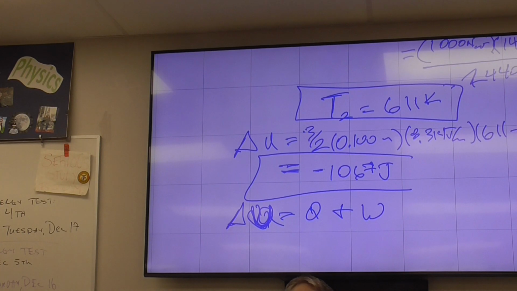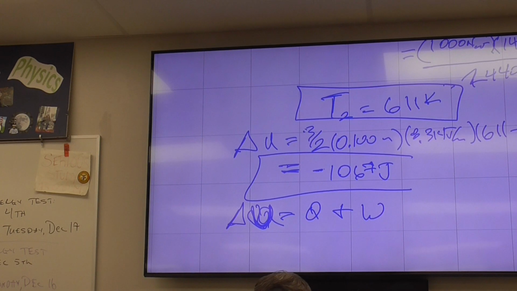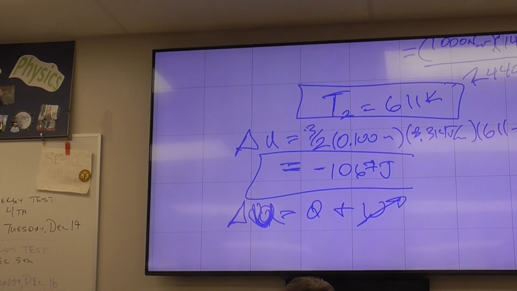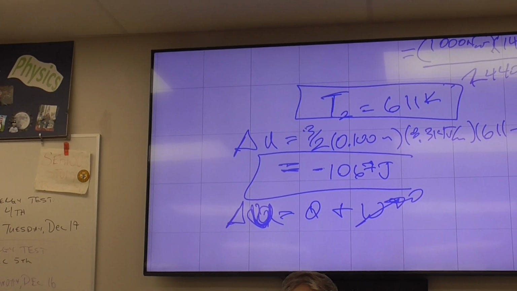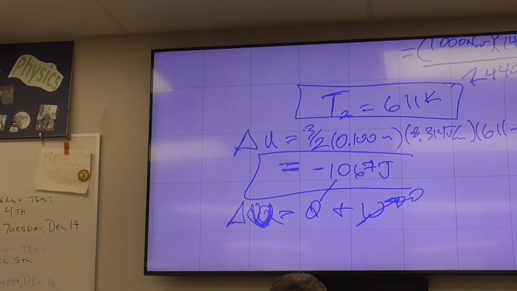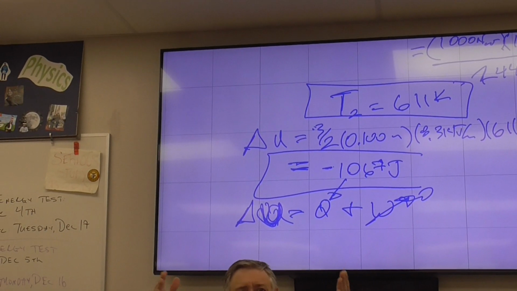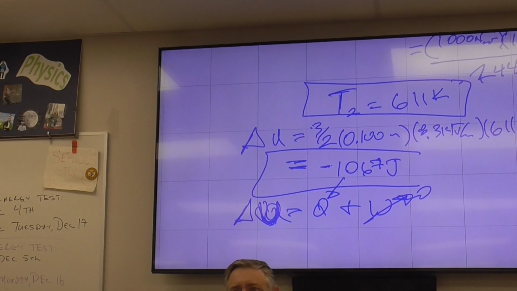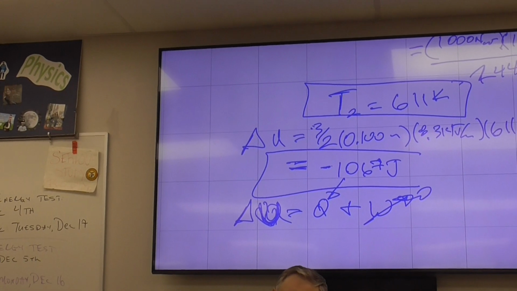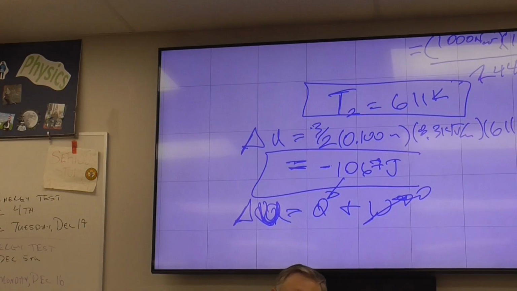Did the volume change? I don't think so. So what's the value of work? Zero. I think it's negative. It's different. So, your delta U equals Q. So, if I were to do this, ice bath, hot water bath.